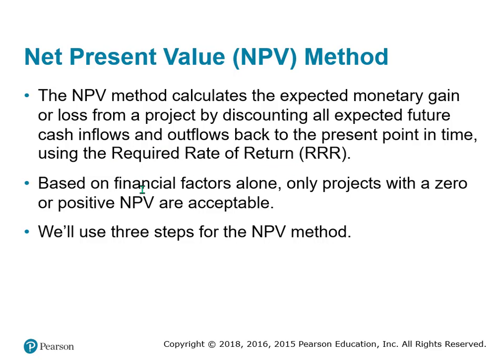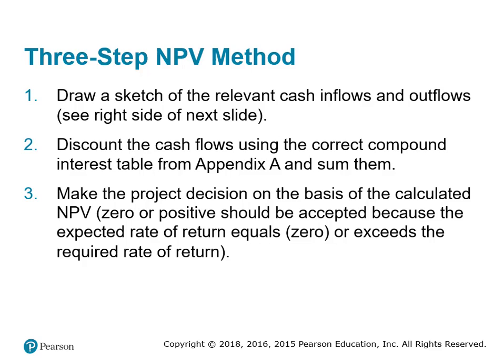So based on financial factors alone, only projects with a 0 or a positive net present value would be acceptable. All right? If it's less than 0, then it would not be acceptable because it wouldn't have earned what we wanted it to earn. And we'll use 3 steps for net present value. So draw a sketch of the cash inflows.